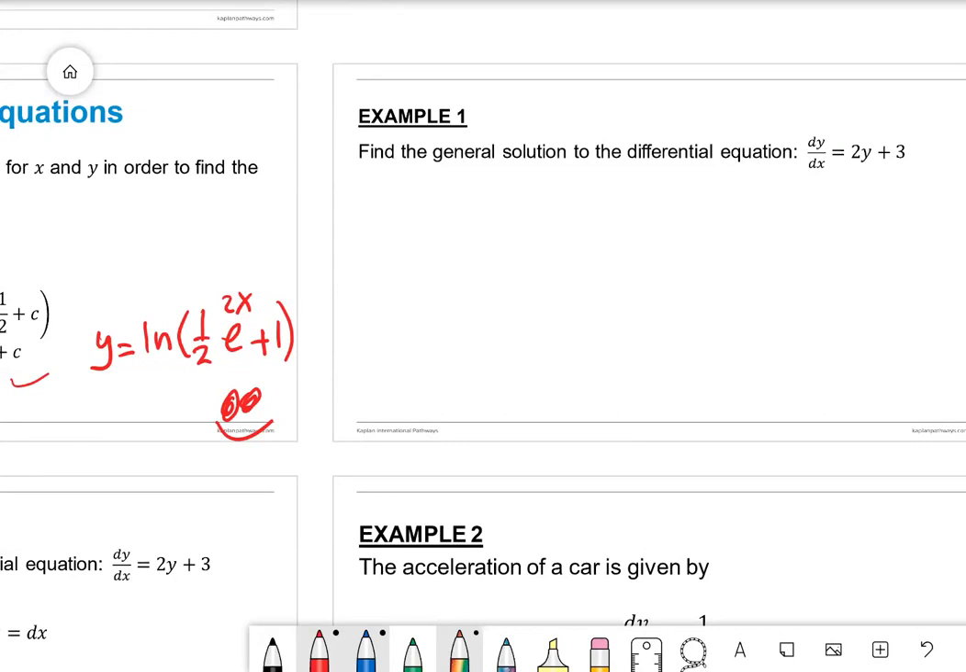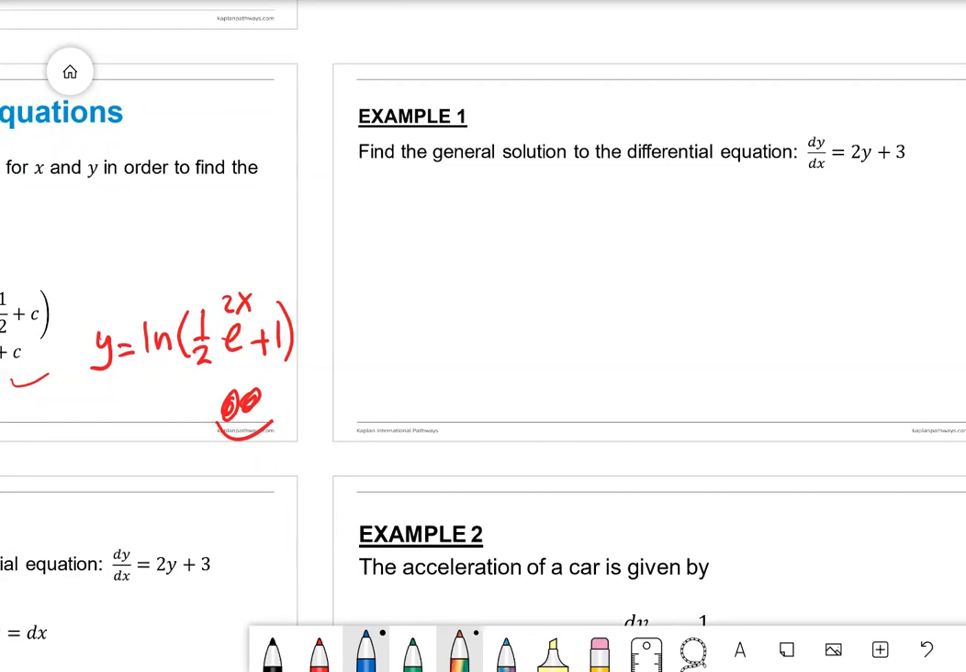So as you can see here, we have dy over dx and 2y plus 3 on the other side. So first of all, we need to separate, make the x's on one side and the y's on the other side. In this one, we don't have x's actually. We have 2y plus 3. So what we will do, we will divide by 2y plus 3. I can't separate this one here, right?